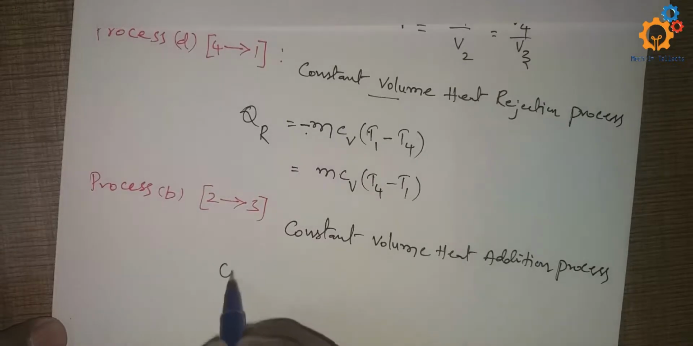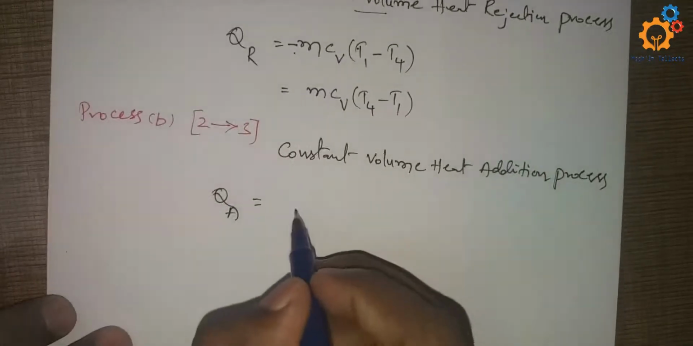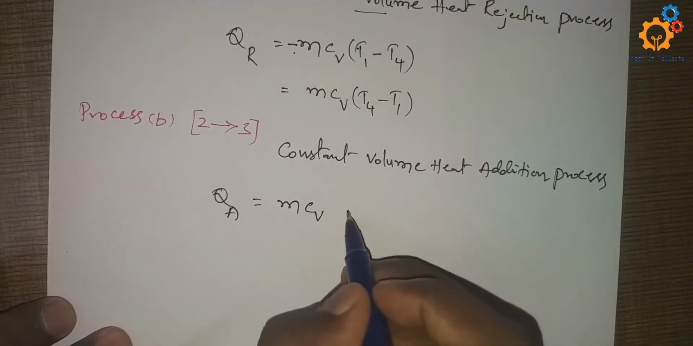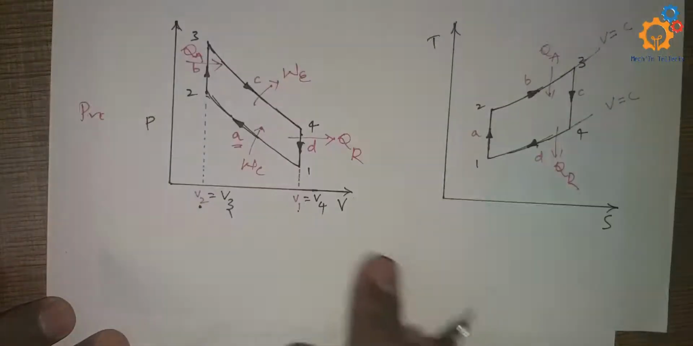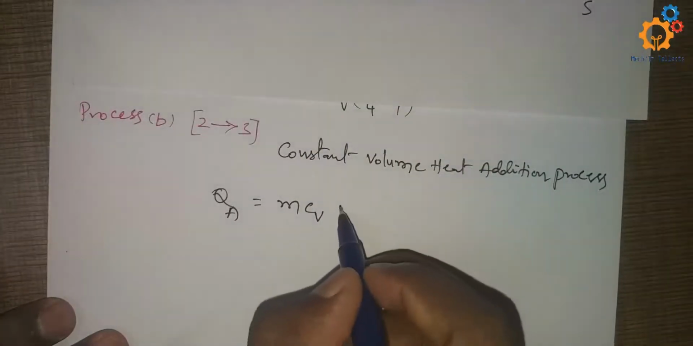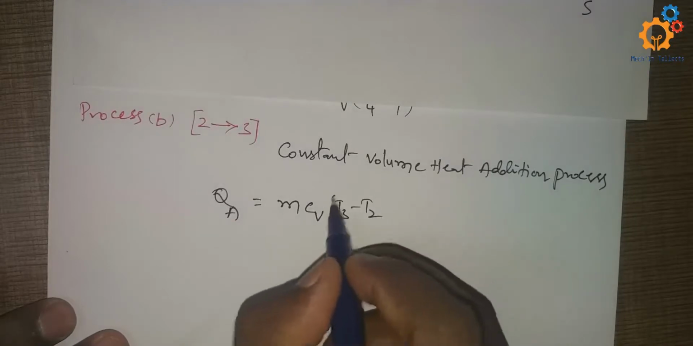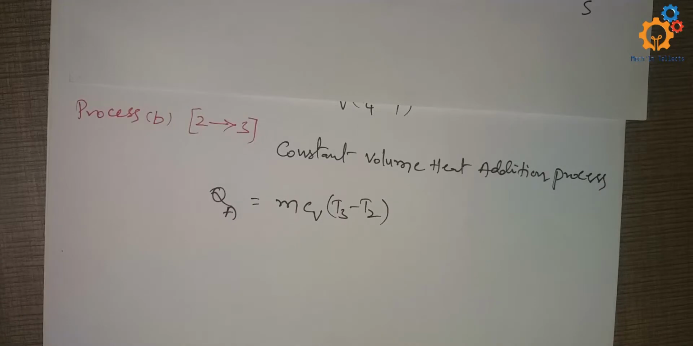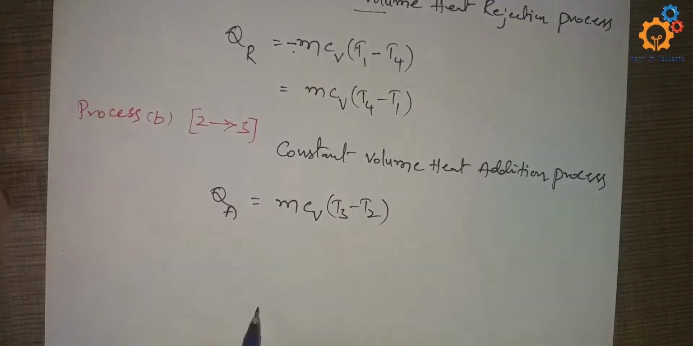Okay, so when heat is added to the system, it is positive, so Q is equal to m Cv times the final temperature minus the initial temperature, because it is a constant volume process. That is, m Cv (T3 minus T2). Okay, so now we have QA and QR, and now we can substitute in the efficiency equation.